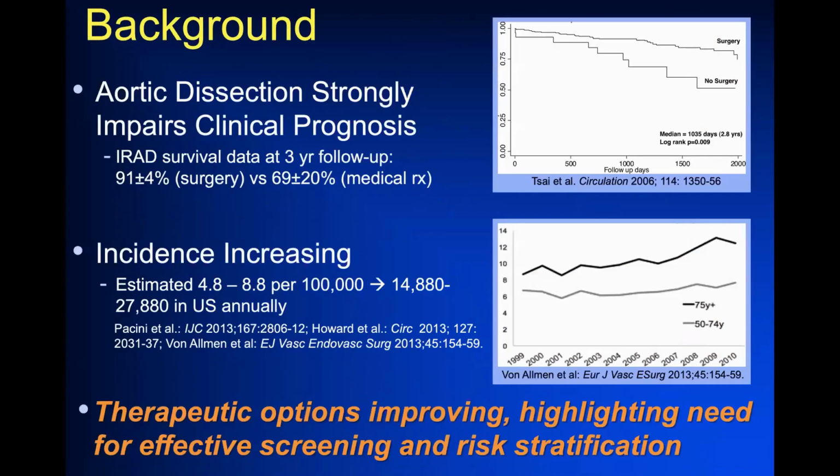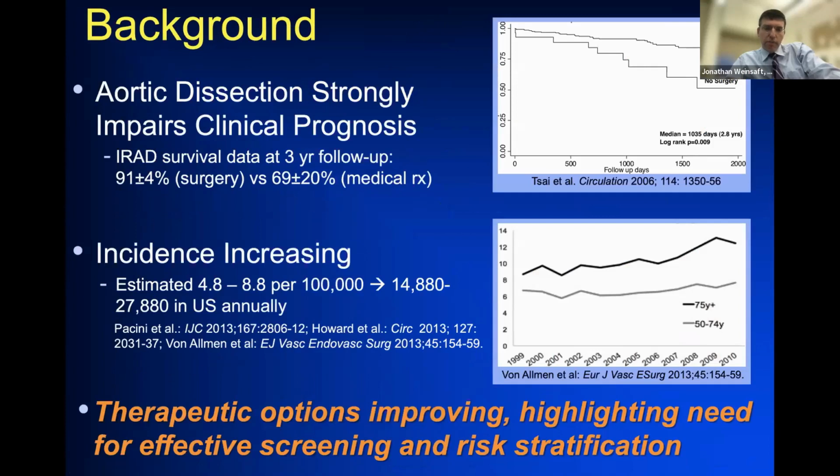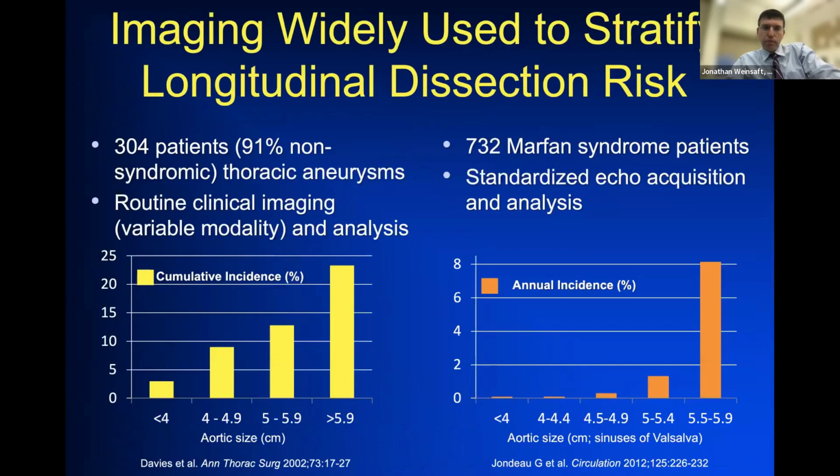Sure. Certainly, if we look at population-based data, you can see increasing recognition in terms of prevalence of both genetic as well as degenerative aortopathies. The conclusion and the important point is that therapeutic options are improving. And this certainly highlights the need for effective screening towards the goal of improved risk stratification.